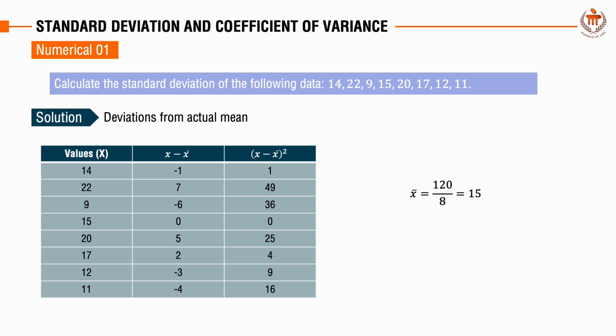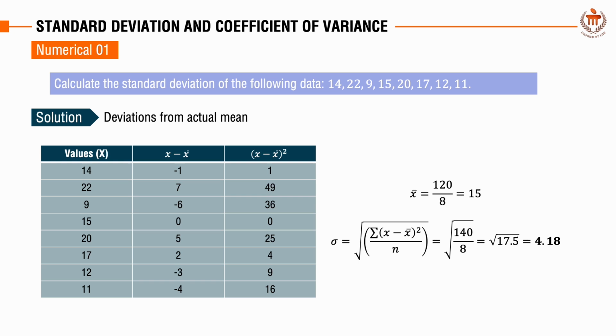So, what are the x values given in the problem? These x values we subtract from 15 because 15 is the actual mean of the data. So we apply this formula of deviation from the actual mean, where we first calculated the actual mean of this data, which is 15, and then we subtract each of these values from 15. Okay, so we got the values as minus 1, 7, minus 6, 0, 5, 2, minus 3, minus 4. And then we did the square of each value, x minus x bar, the square we did. Okay, and then the total sum of this we got is 140.